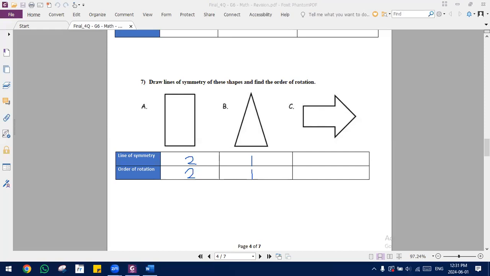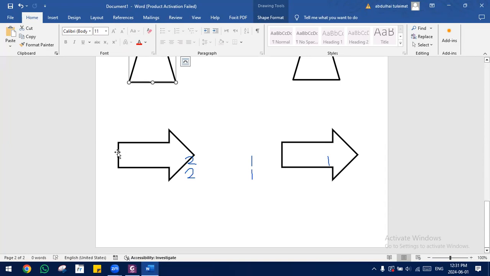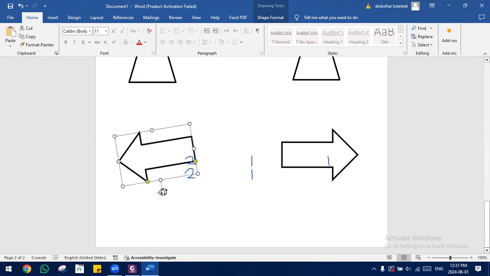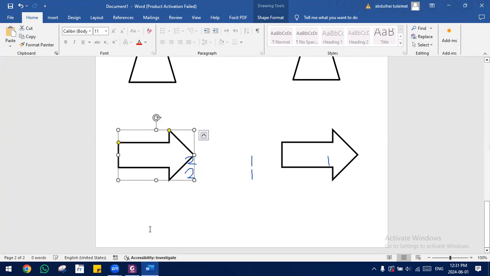Now the arrow is so easy. So line of symmetry, into half only. This is 1. Now, for order of rotation, that arrow is pointing to the right, okay? Now if I rotate this one, it's pointing down, no. Pointing left, no. Pointing up, no. Pointing to the right, yes. So it's 1.